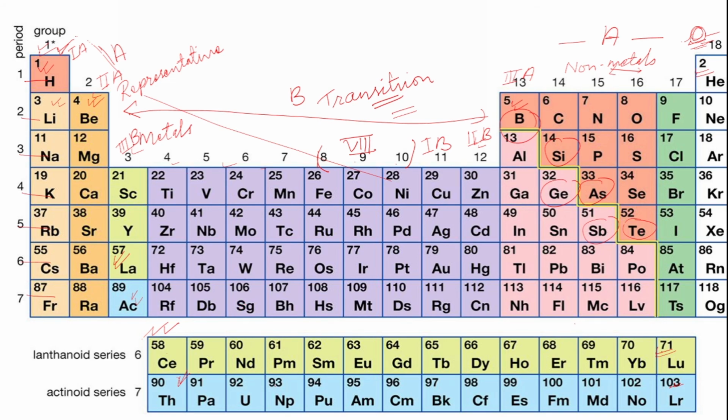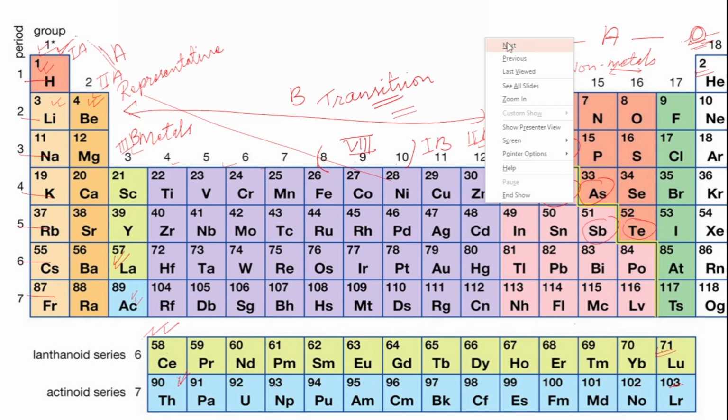So with this we finish important points, characteristics of the modern periodic table. In the next part we are going to study advantages of the modern periodic table.